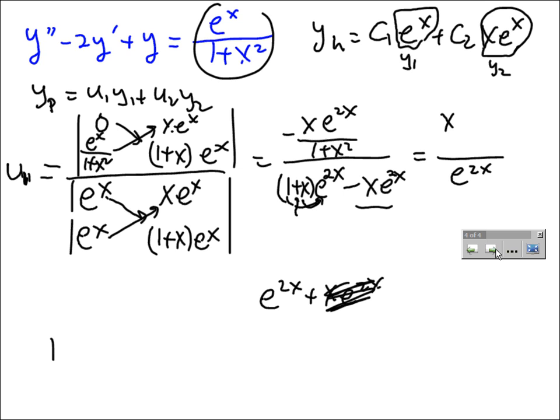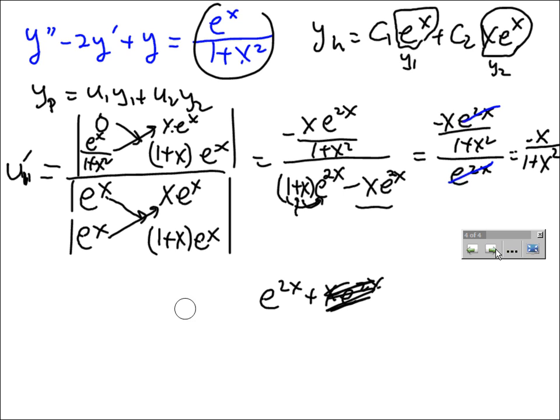And the top is negative x e to the 2x over 1 plus x squared. Well, this is going to cancel, and you're just going to get negative x over 1 plus x squared. Negative x over 1 plus x squared. That is u1 prime, excuse me.